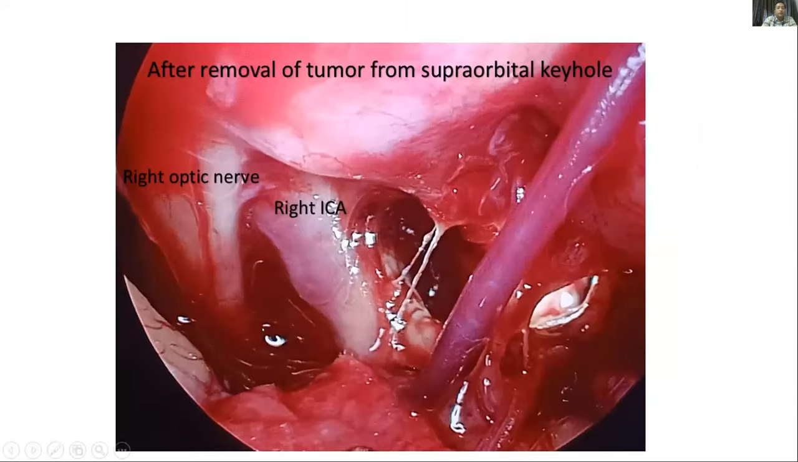After removal of the tumor from the subfrontal area, we were able to visualize the right optic nerve, right ICA, and we were able to remove the tumor from the optico-carotid as well as the carotico-oculomotor cisterns.